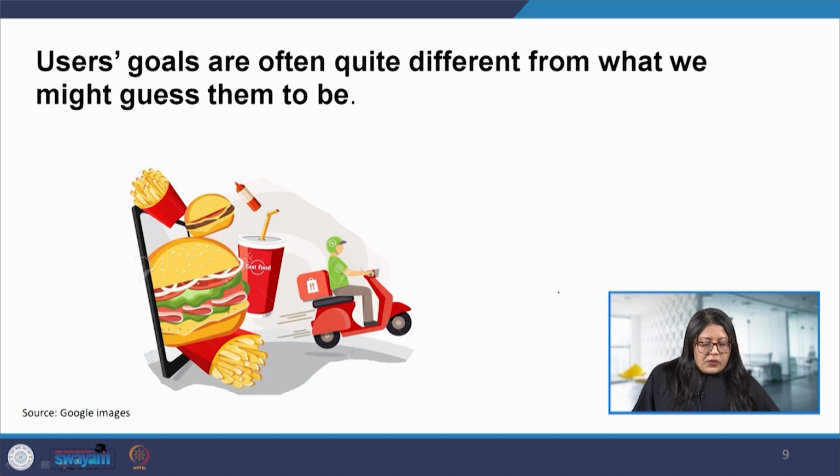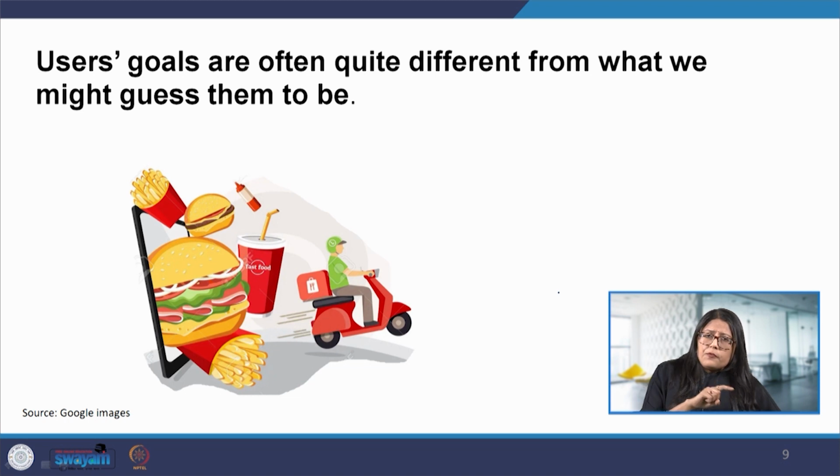For example, let us take a food delivery app. This app may assume that the user's primary goal is to order food quickly and conveniently. They may assume this and then float some of their services like 20-minute delivery, 30-minute delivery, something like that. But in reality, the user's goal may not be time driven, but it may be nutrition driven, or it may be driven by the choice of food. So, the user may be looking for healthy food, less oil or more options.